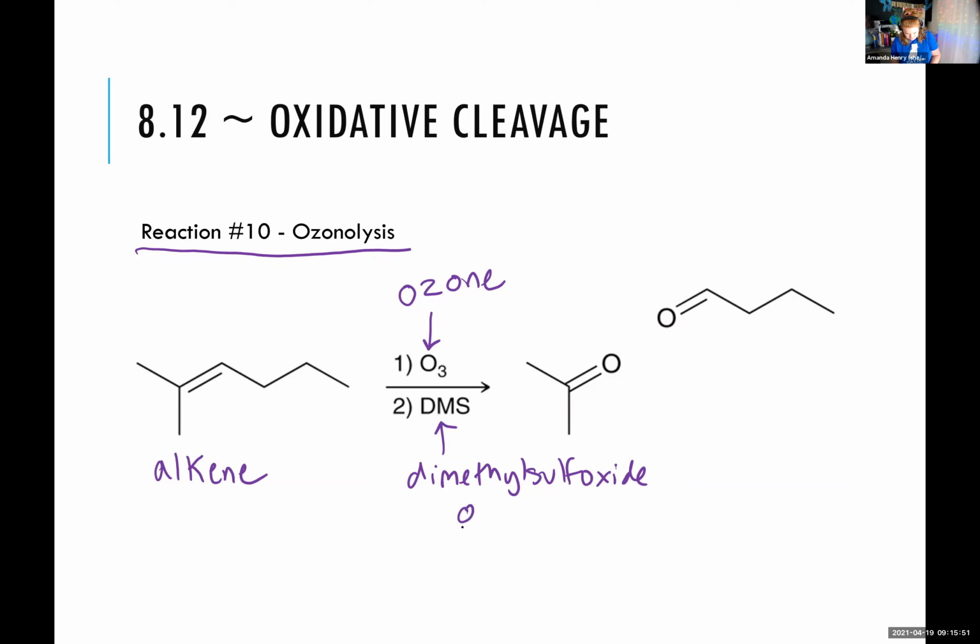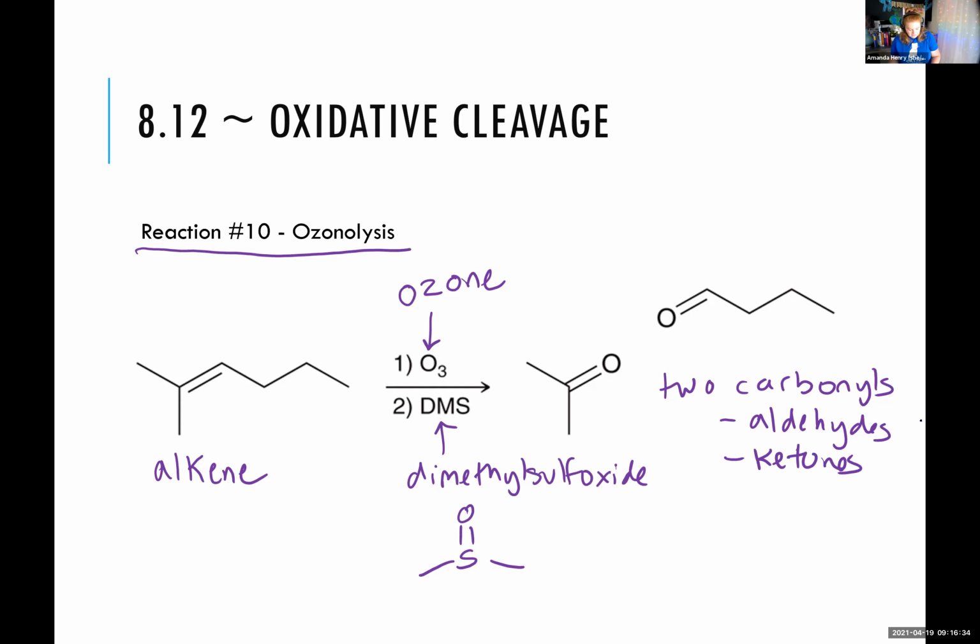DMS is one that we will see show up occasionally. So if you are building a little glossary index, I would suggest adding this one to it. Okay. And then what we're going to make are 2 carbonyls. And our carbonyls here will either be aldehydes or ketones.